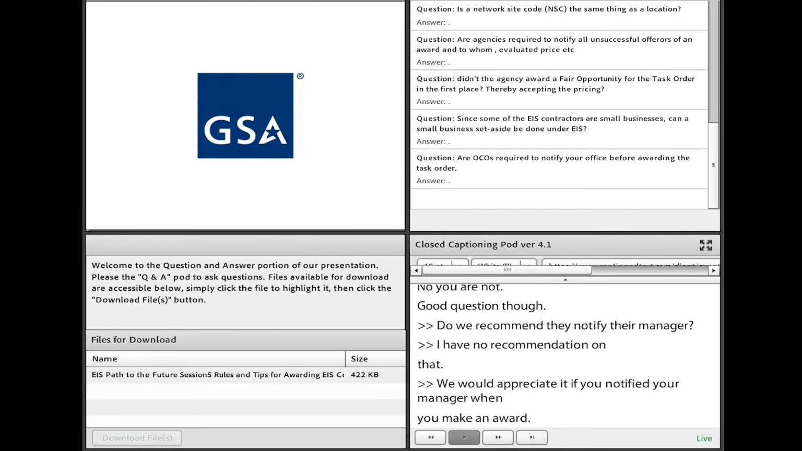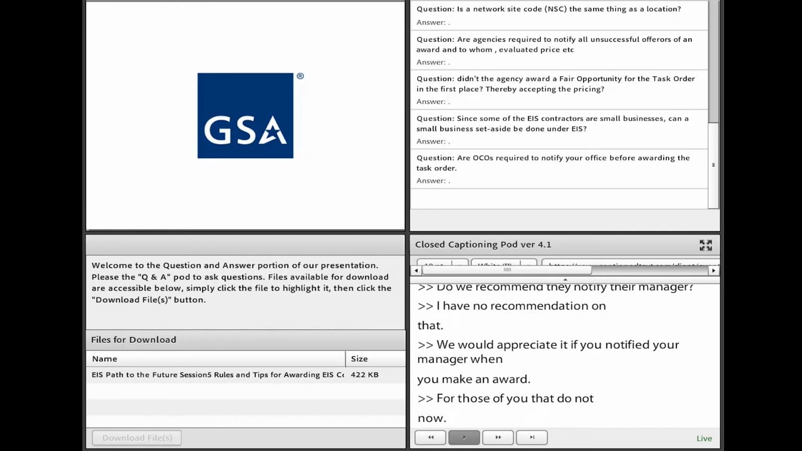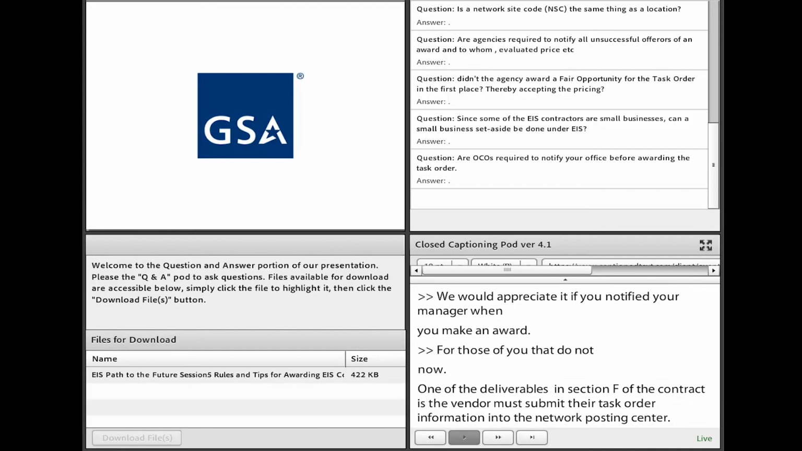For those of you that don't know, one of the deliverables in Section F of the EIS contract is the vendor must submit their task order information into the Network Hosting Center. So we have visibility that way, but there can be a few days lag on that depending on the size of the order. So you may want to take Mary Ann's recommendation.